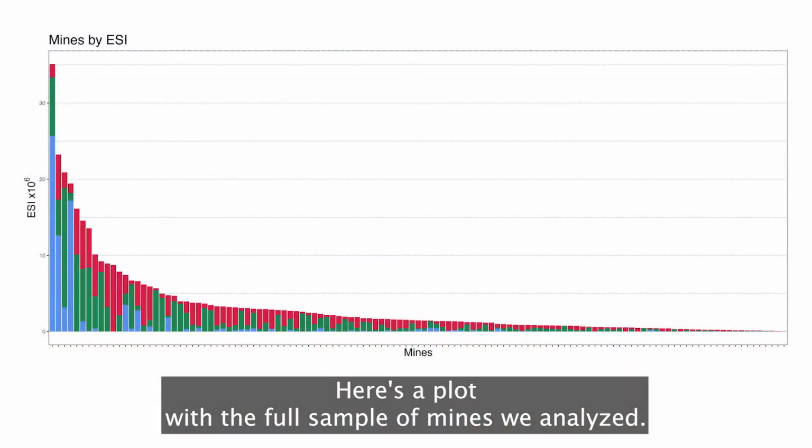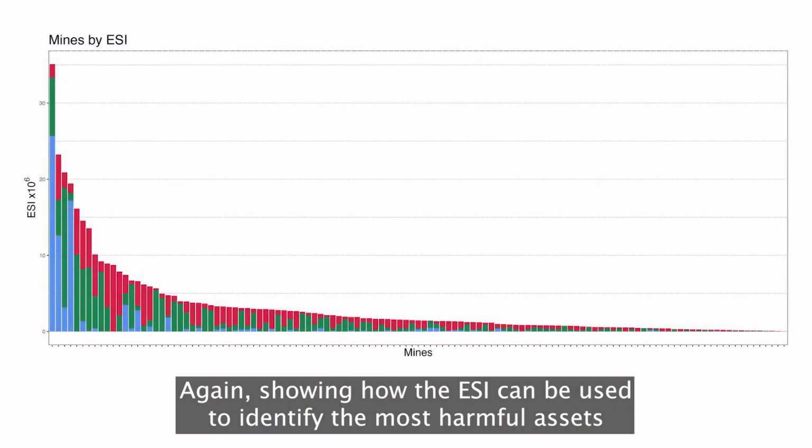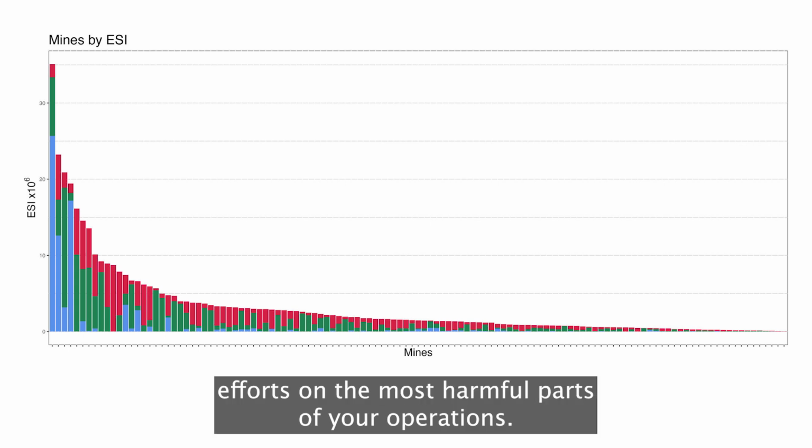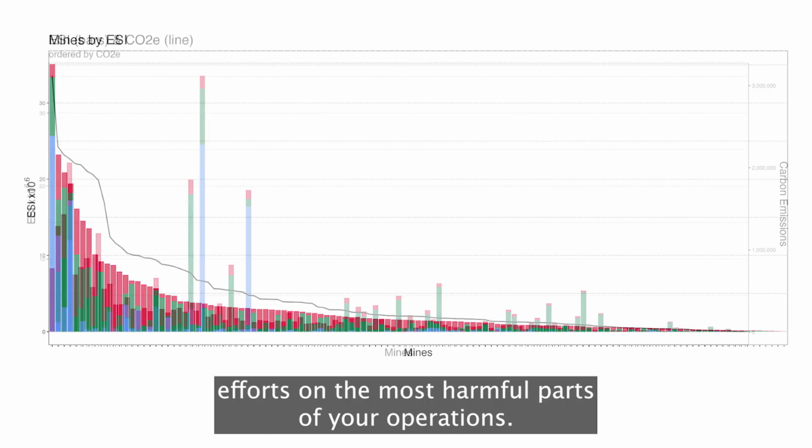Here's a plot with the full sample of mines we analyzed, again showing how the ESI can be used to identify the most harmful assets and what's contributing to their impact. This can help you focus your mitigation efforts on the most harmful parts of your operations.